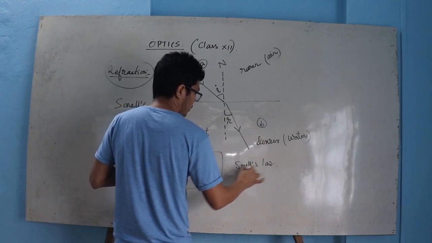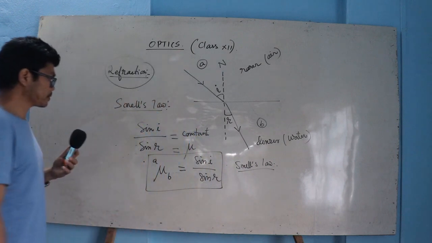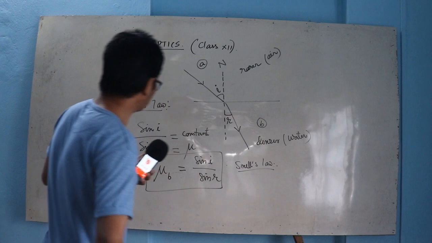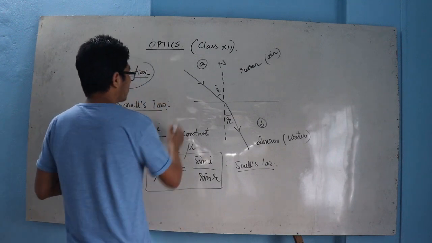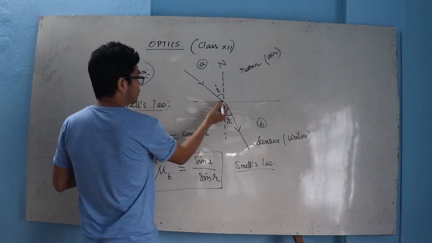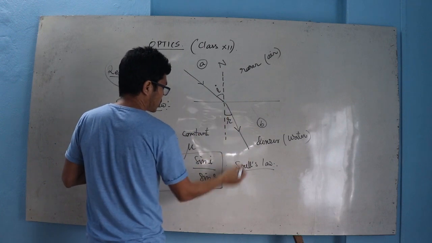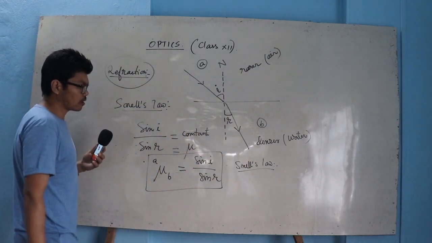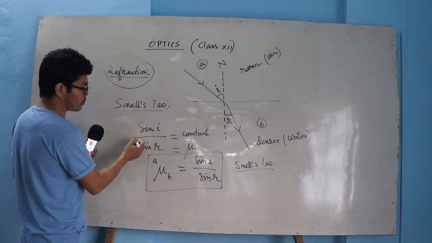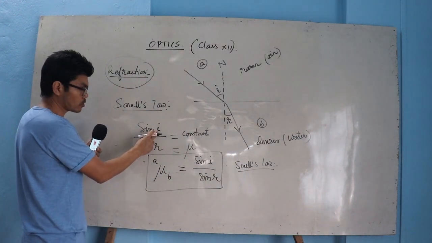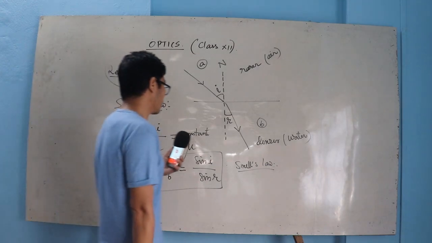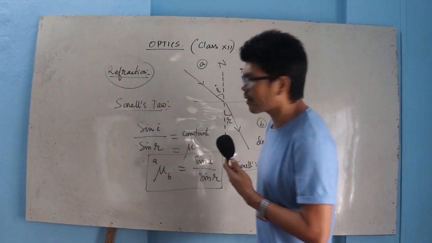One of the most important laws in refraction of light. Actually there are two laws in refraction. The first law says that the incident ray, the normal and the refracted ray, all of them lie in the same plane. And the second law says that the ratio of sine of the angle of incidence to the sine of the angle of refraction is equal to a constant, and this constant is known as the refractive index.